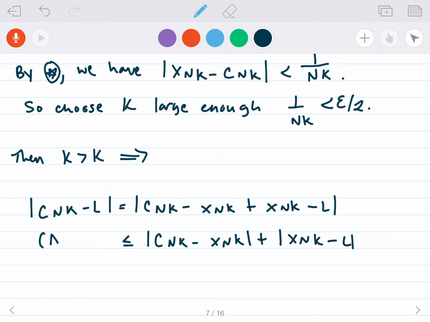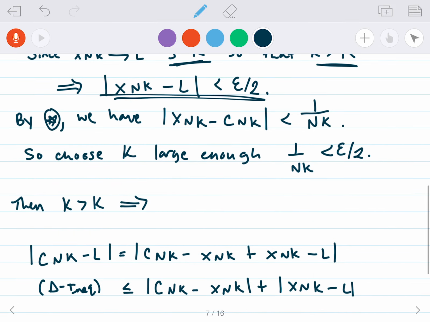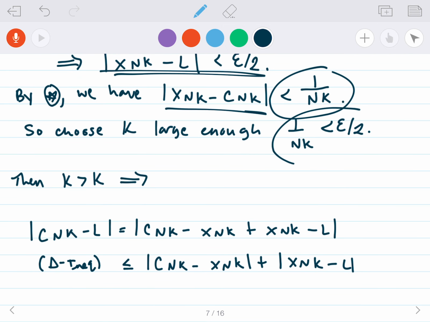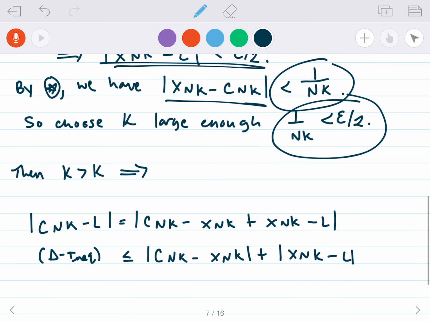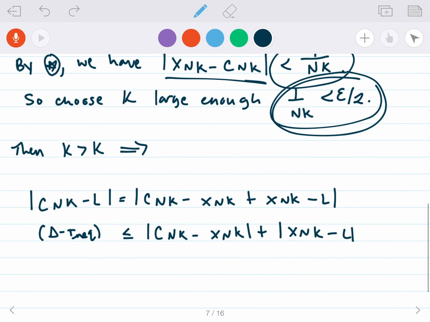This is just the triangle inequality. And we already said up here that this guy is less than 1 over nk. We chose k large enough so that this was less than epsilon over 2. And so this guy is going to be less than epsilon over 2, just keeping in mind that this is the same thing as this by absolute value.